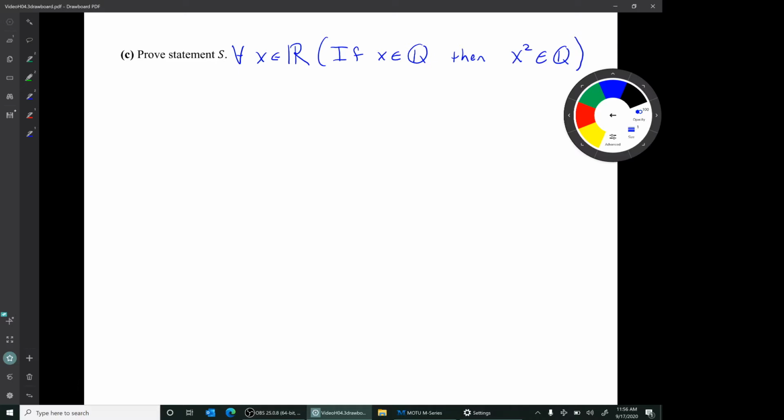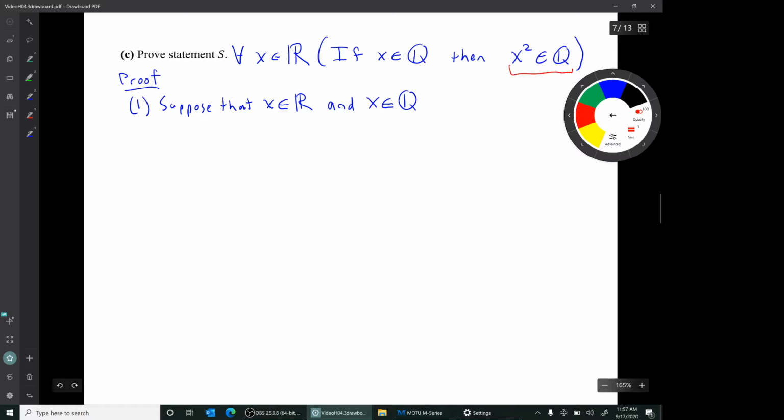So remember how we prove something like this. We have to put the description of the domain and the hypothesis all in statement 1. So in other words, we start the proof by saying, suppose x is a real number and that x is rational. And remember how this proof has to end. It has to end with the conclusion statement. So that's got to be at the very end.